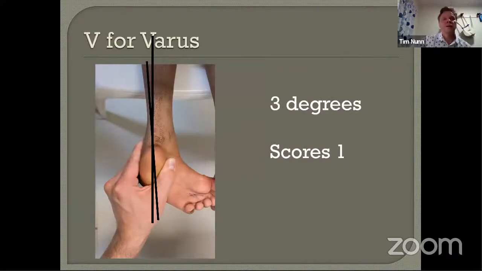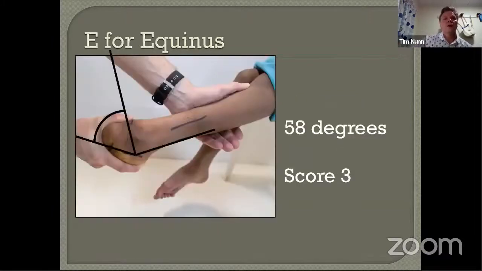Varus is a V, and here you can see it's quite mild, and we see that quite a lot in these delayed presenting clubfeet, in that the varus is not a significant feature. That scores 1, as it's above 0 degrees but less than 20. Equinus is often a very significant component of the deformity. Of course, when the ankle is plantigrade or in neutral position, that would be 0 degrees of equinus. But here you can see the amount of equinus is actually 58 degrees, which is above 45 and scores 3.